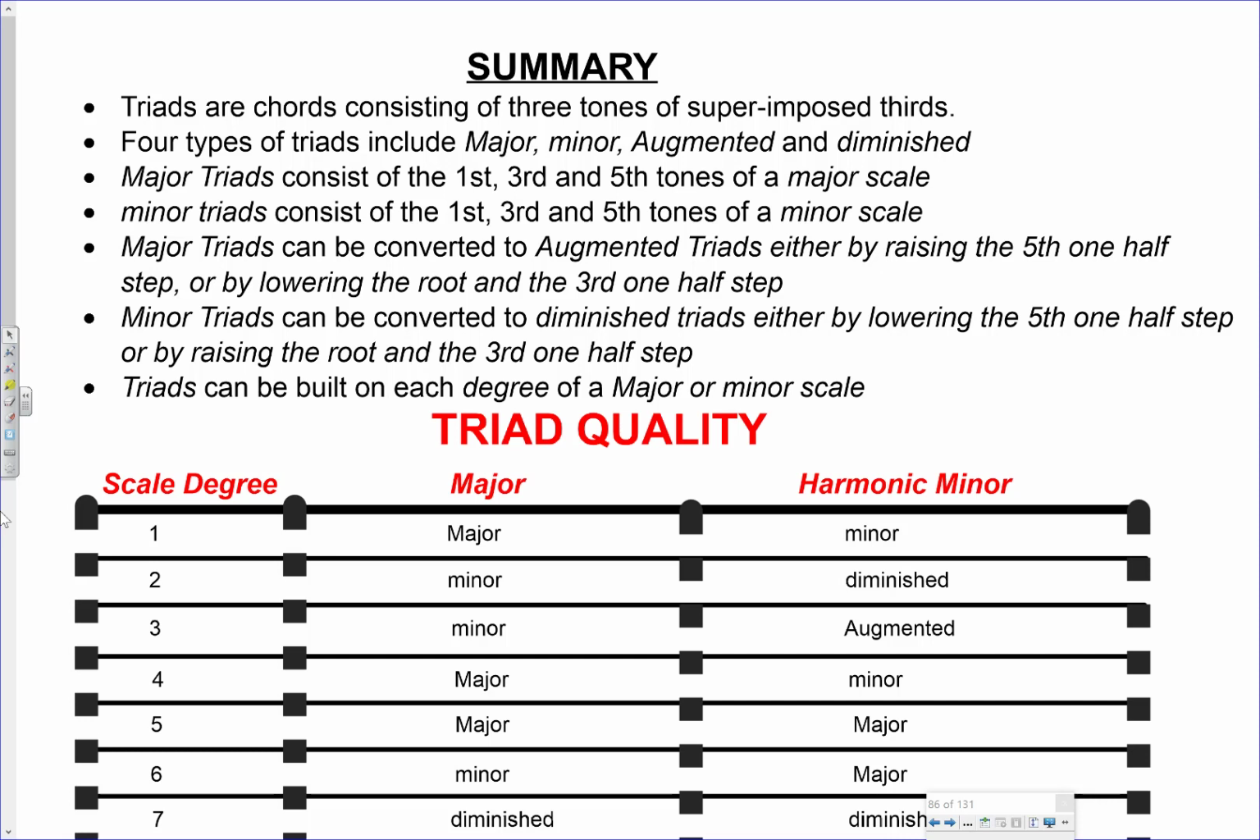To convert major triads to augmented triads, either raise the fifth 1/2 step or lower the root and the third 1/2 step. Minor triads can be converted to diminished triads either by lowering the fifth 1/2 step or by raising the root and the third 1/2 step. We also know that triads can be built on each degree of a major or minor scale. We also know that we are using the harmonic minor form.